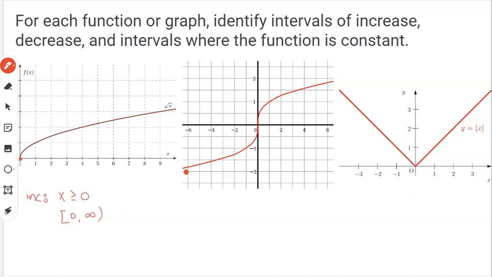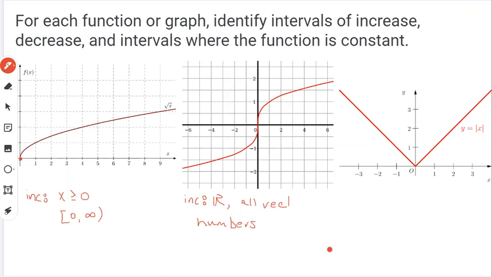Now the cube root function, it's always going up. So we can say that this function is increasing on its domain, which would be all real numbers. So we can say this one is increasing on R, the symbol for all real numbers. Okay, so that is the cube root function. That is its shape. It's always increasing as you move from left to right.